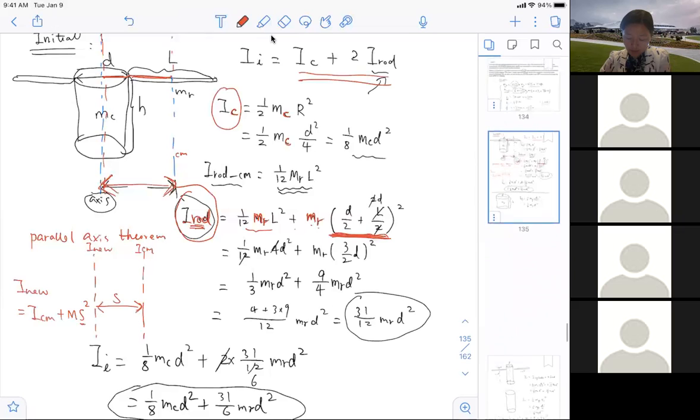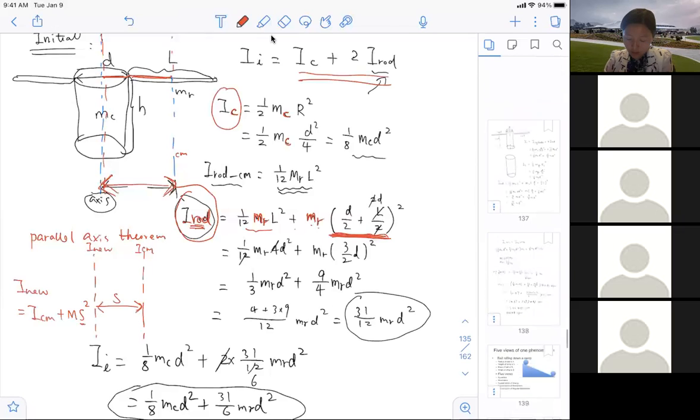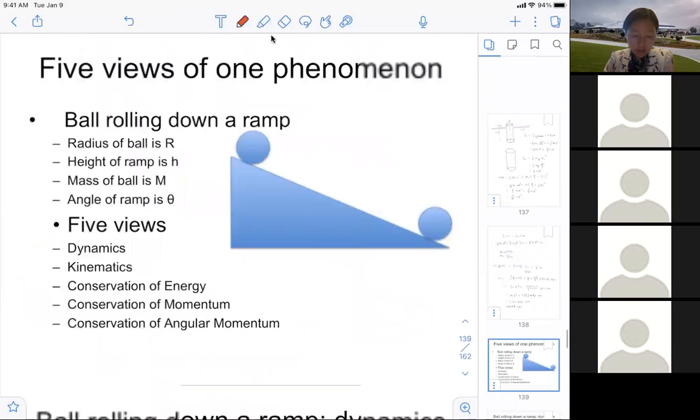So this will be the last question we talk about for conservation of angular momentum. I want to give you a quick overview of everything we have done so far. I'm going to be very fast, but you can check these notes later if you need a more detailed review. Let's say we have a ball rolling down the ramp. We're talking about rolling without slipping.